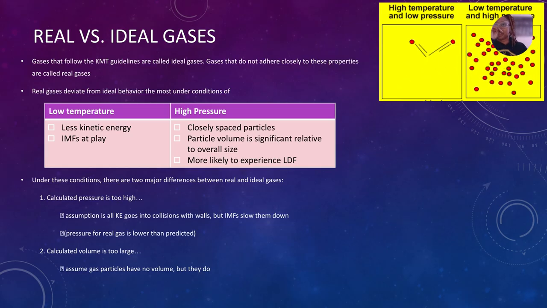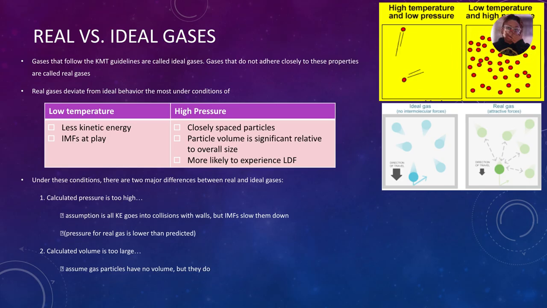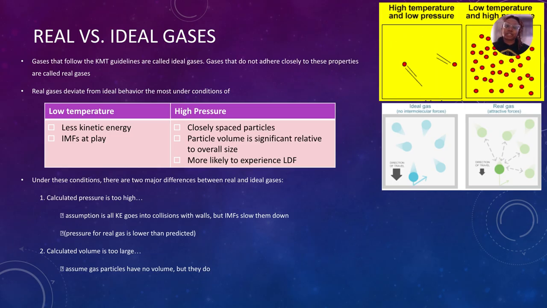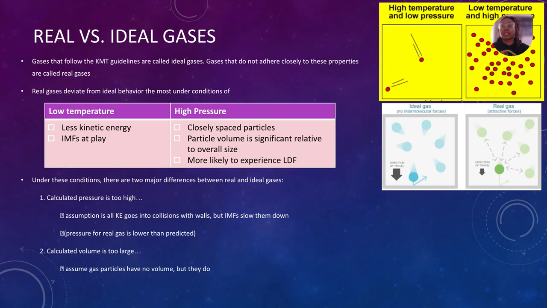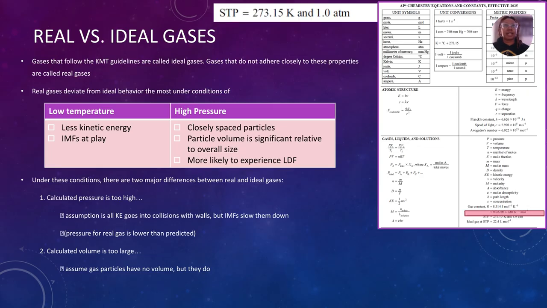So under these conditions, there are two major differences between real and ideal gases. Calculated pressure is usually going to be too high, because the KMT assumes all kinetic energy goes into the collisions with the walls. But the truth is that intermolecular forces are actually slowing them down. So usually the pressure for a real gas is lower than whatever you've predicted. Another thing that could happen is the calculated volume can be too large, because you may assume that gas particles have no volume, but they do. They take up space.